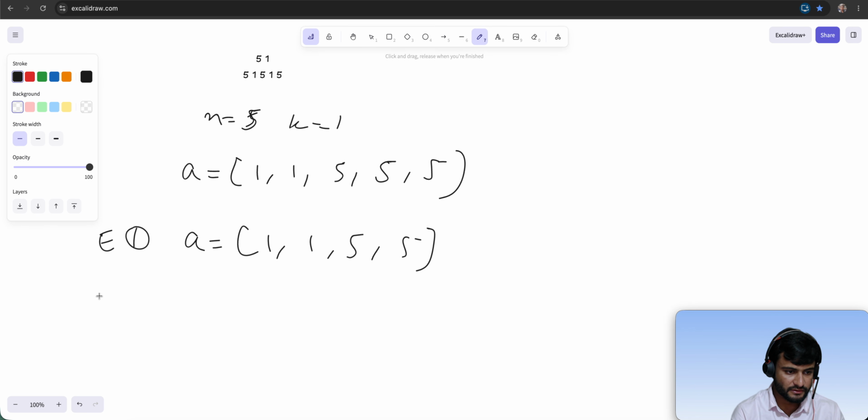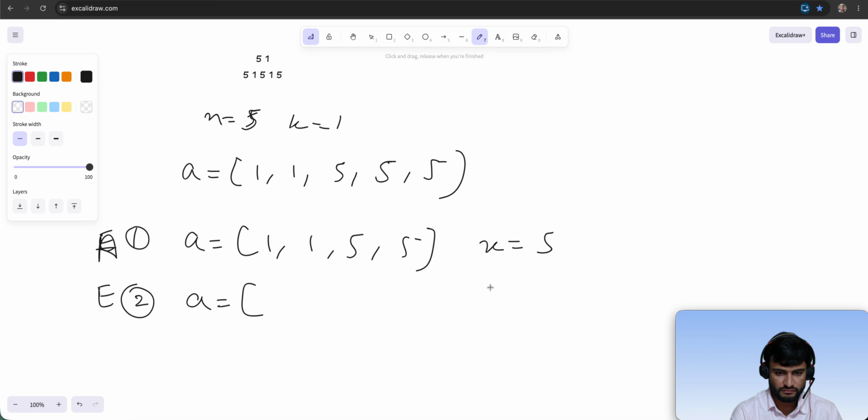This was Arsani's move. Arsani picks 5. This is Igor's move, the second move. So here x equals 5. Let's say Igor picks 5. Can he pick 5? Yes, he can, because 5 minus 5 equals 0, and 0 is within the range 0 to 1. So let's say he picks 5. The array becomes 1, 1, 5.